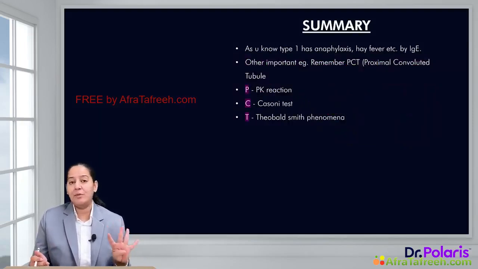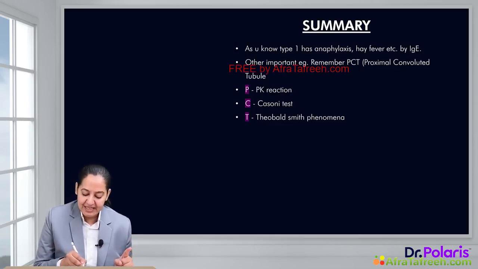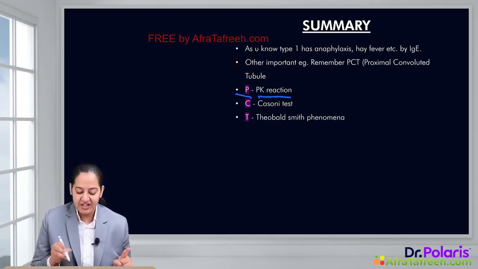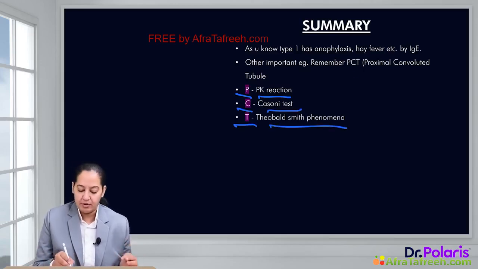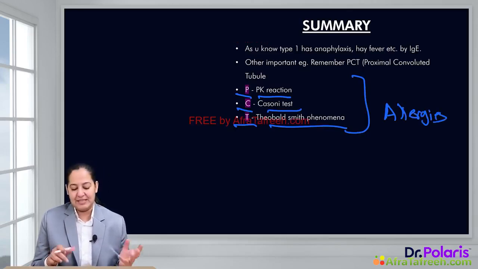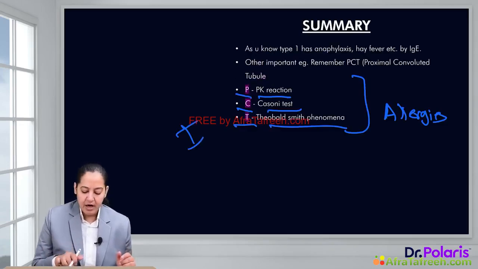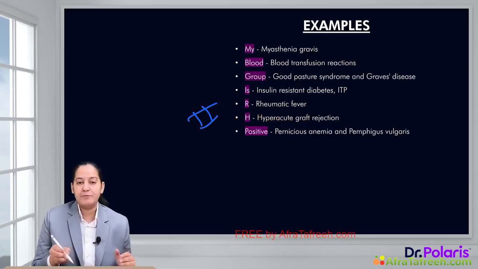I have given you 4 mnemonics to learn the examples of the 4 types of hypersensitivity. Type 1, the example is PCT. P stands for Prausnitz-Kustner reaction, C stands for Casoni test, and T stands for Theobald-Smith phenomenon. So apart from all allergies, the examples are PCT in type 1. Coming on type 2, the examples of type 2 are in front of you.